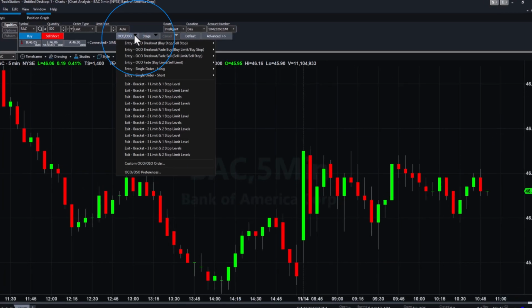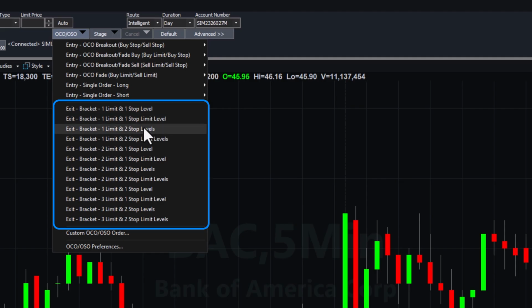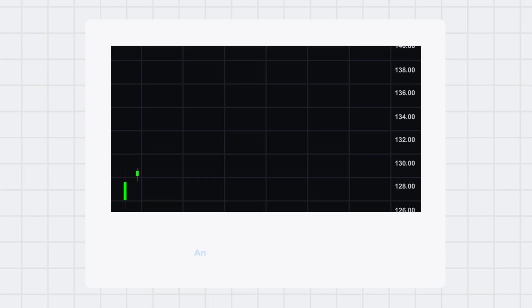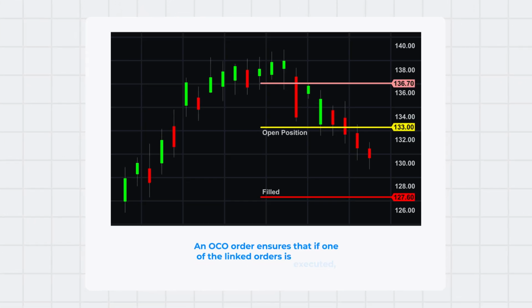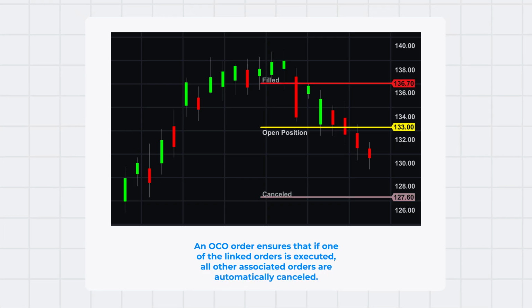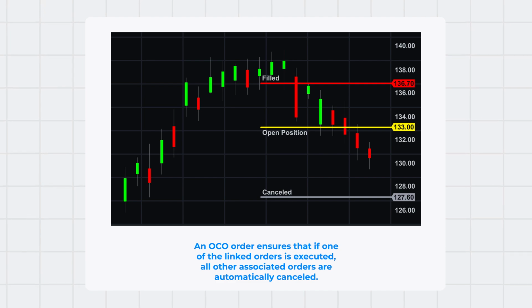For instance, when you already have an open position, using exit brackets lets you strategically place multiple profit targets and stop losses. With OCO, your connected orders ensure that if your stop order is triggered, the corresponding limit order is automatically canceled, and vice versa. This reduces the risk of leaving unintended open orders on the table.